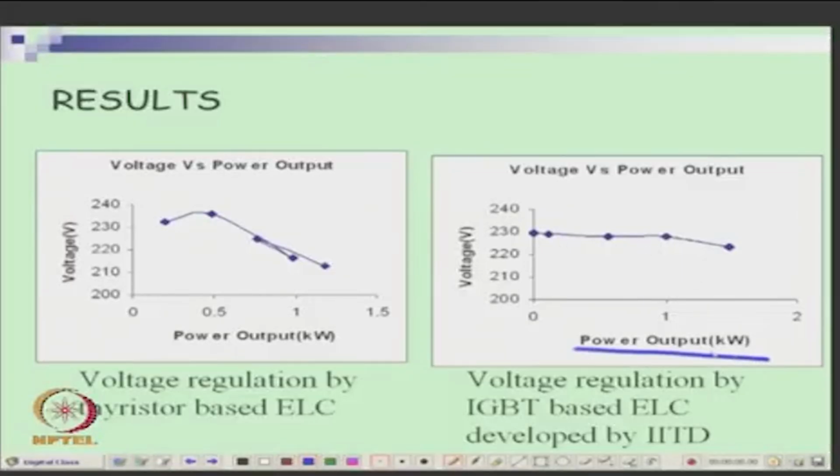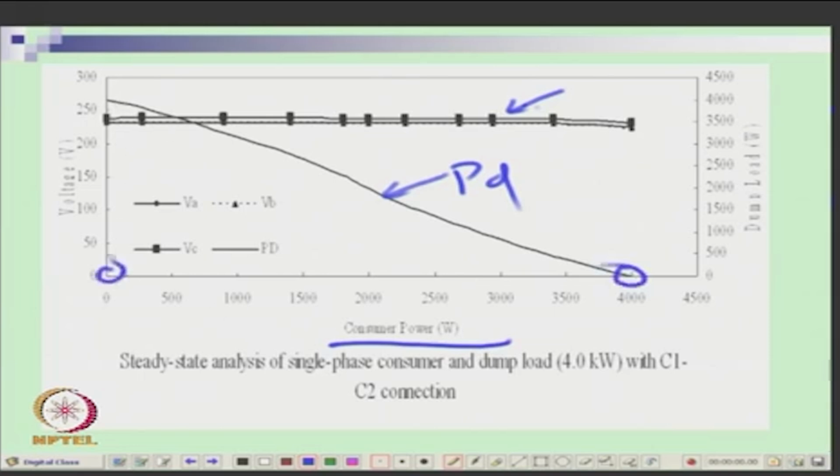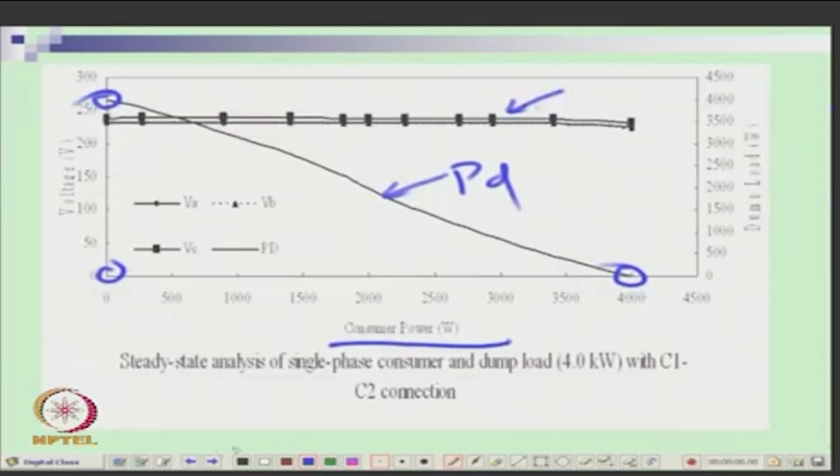And this is the result which has been taken in a village where it was installed. You will see that the voltage is nearly constant for varying power outputs. So, it is a constant voltage this system is giving. And this is the dump power. As the consumer power varies, dump power goes down. When the consumer power is 0, there is a maximum dump power and it comes down. And these are all measurements which have taken place.